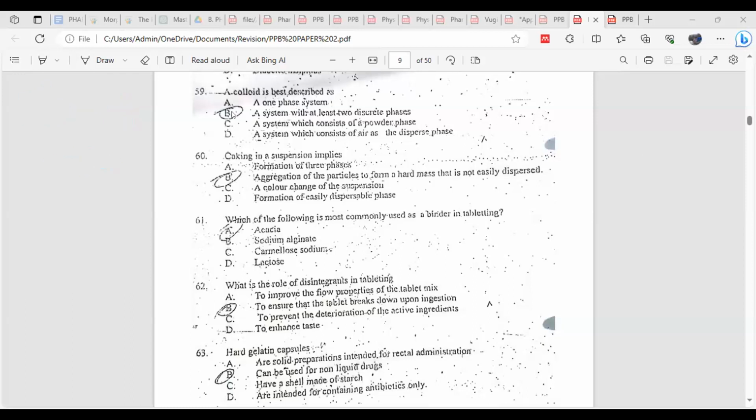A colloid is best described as one phase system, a system with at least two discrete phases, a system which consists of a powder phase, a system which consists of air as a dispersed phase. Colloid. A system with at least two discrete phases. Mimi naona hivyo. Prof. Diana, lazima confirm before tuende next.